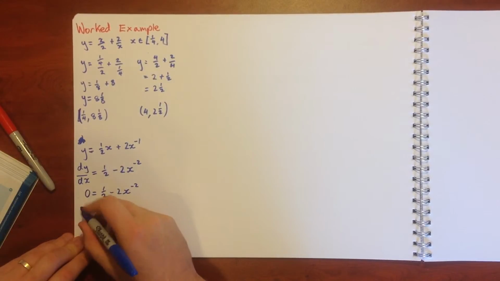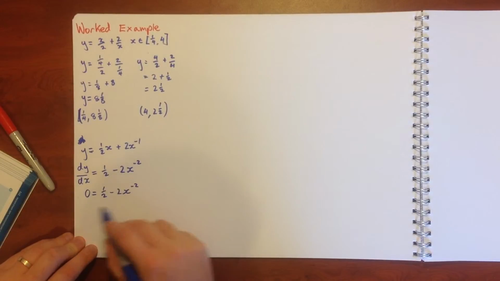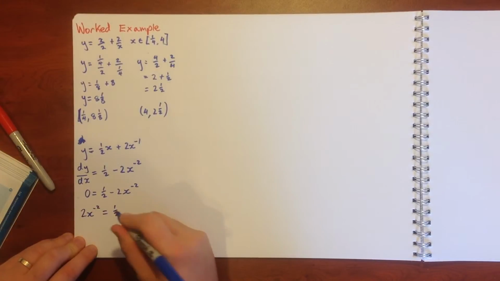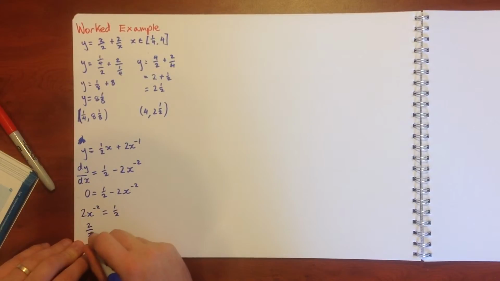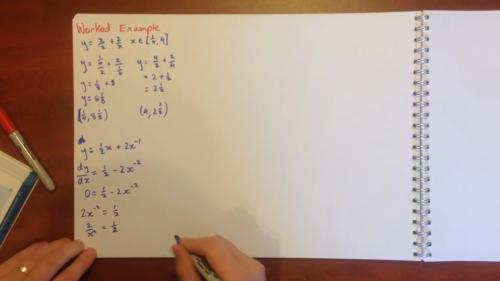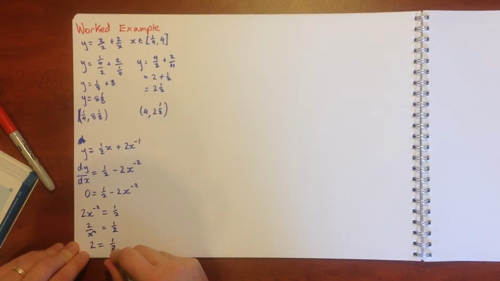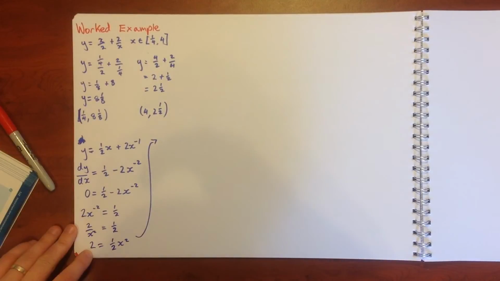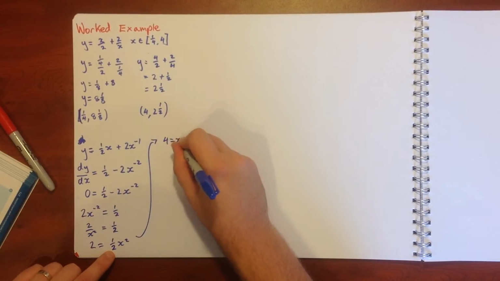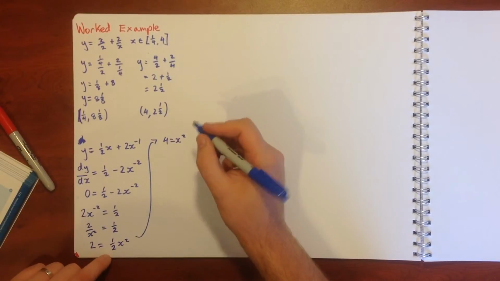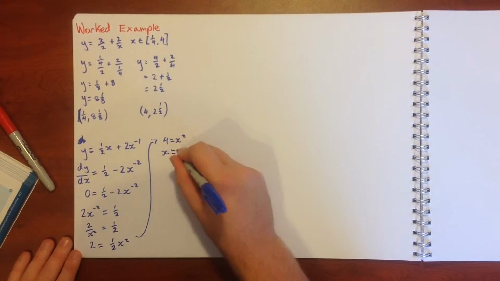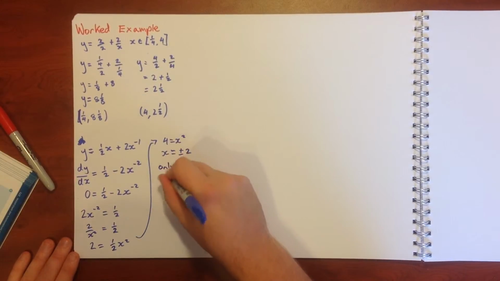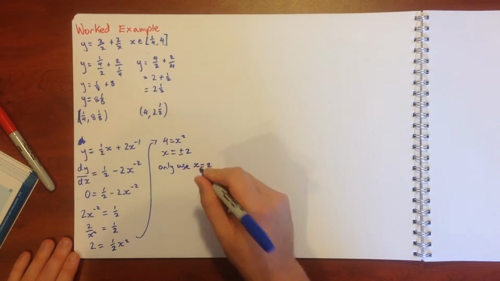So we take our half away. Actually it's better if I add this on and say that we've got 2x to the negative 2 equals a half. Think of that as 2 on x squared equals a half. So 2 equals a half x squared, which means we'll have 4 equals x squared. Which means we get x equals plus or minus 2. But remember what our domain is. We only use x equals 2.